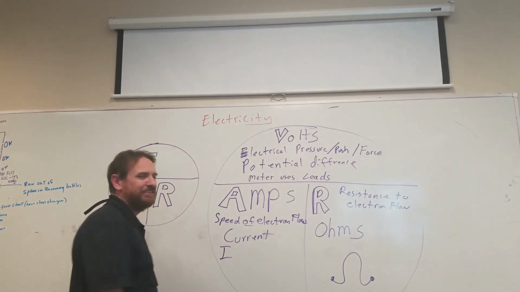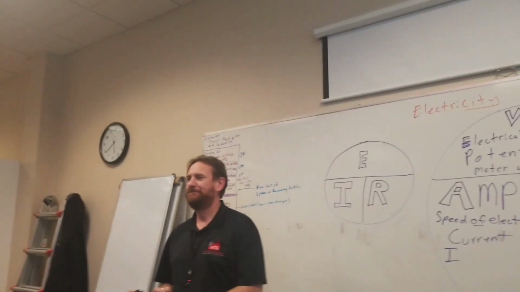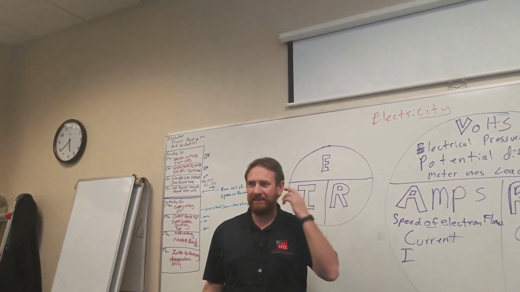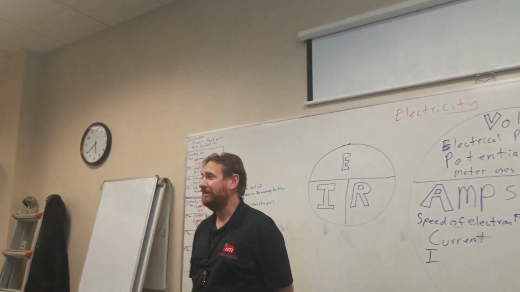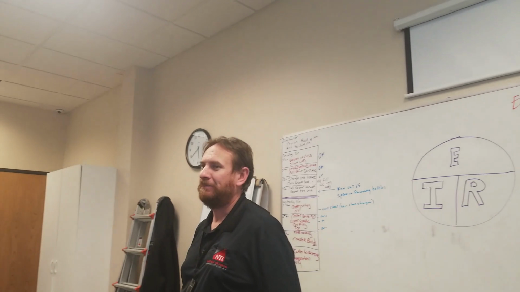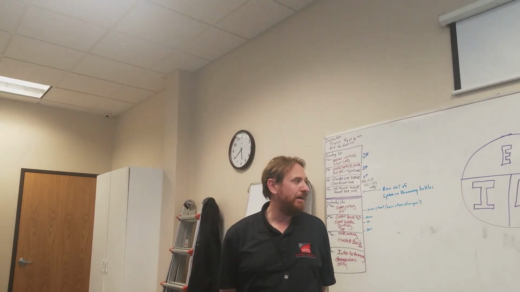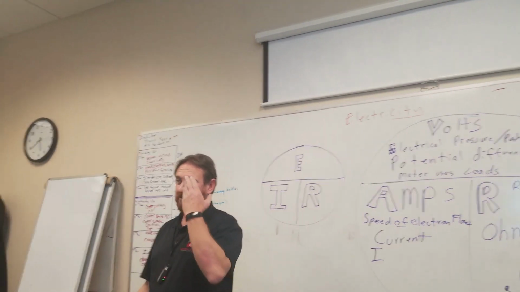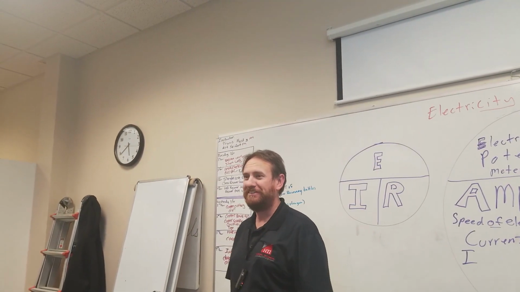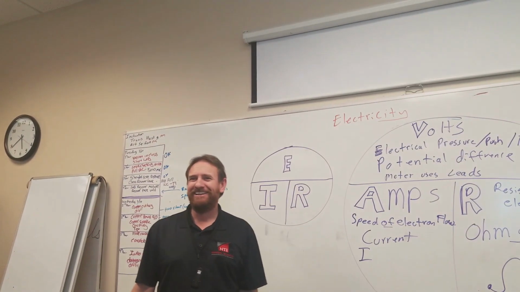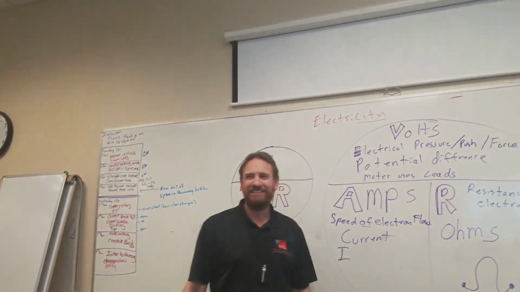And why do you think they use the letter I? The guy's name is a French guy, something Ampere, so sometimes you'll see it called amperes. Ampere was his name. He hung out with Georg Simon Ohm, right? He was cool because he had his own symbol.